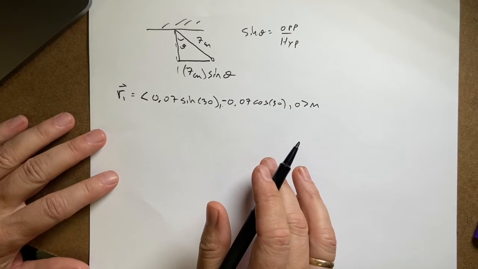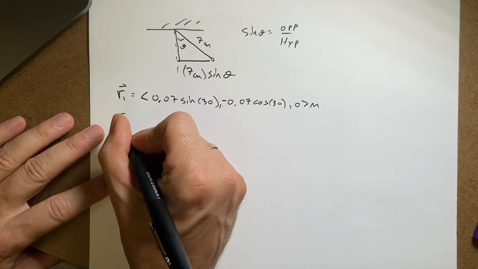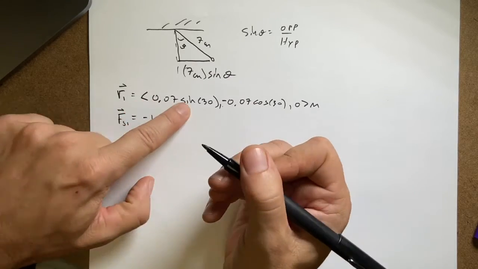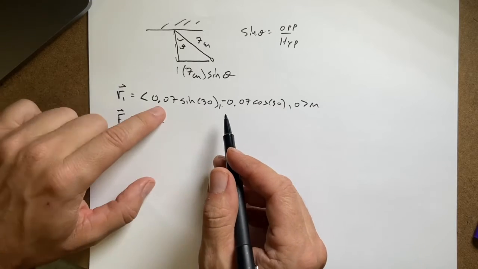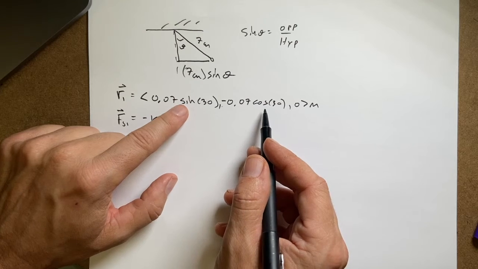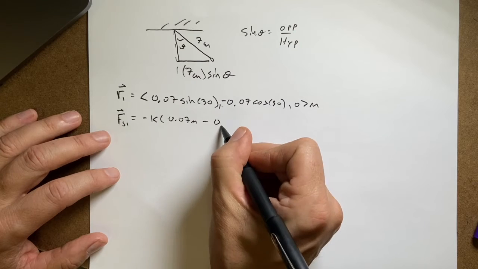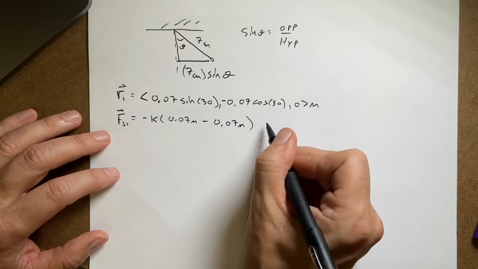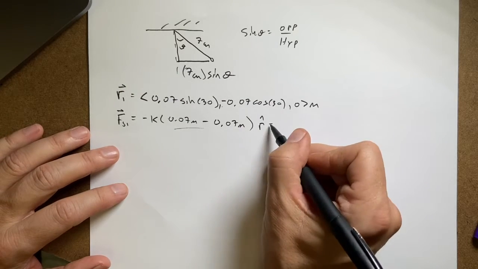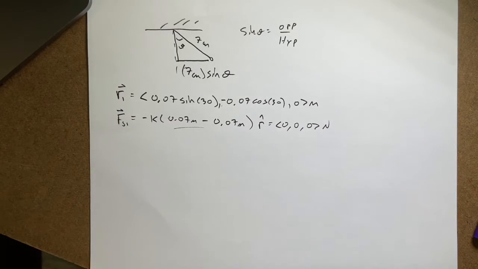Okay, so I have R1. I can start calculating stuff. Let's calculate FS1. It's just going to be negative k times the magnitude of this. And I'll go ahead and tell you, if I take this squared plus this squared, square rooted, the cosine and sine squared are going to turn to 1, and I'm going to get 0.07 meters, minus the unstretched length, 0.07 meters, times the unit vector, which who even cares, right? Because this is 0. So this is equal to 0, 0, 0 newtons.